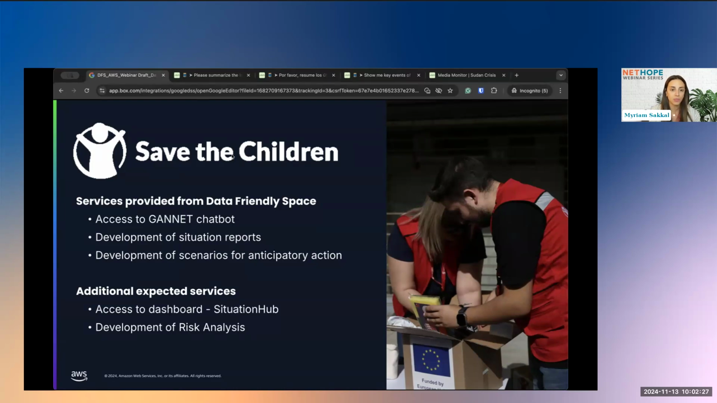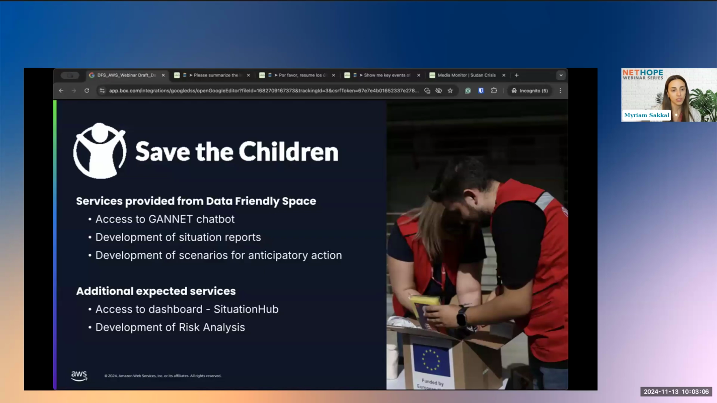So the situation reports, as their name explains, are reports that explain, for example, the situation around the security concerns, the context, the various needs in the sectors, etc. Whereas the scenarios for anticipatory action are scenario planning, like, for example, how do we expect the conflict in Lebanon to proceed in the upcoming year or so? Are we expecting a ceasefire, or are we expecting a further escalation? So based on these scenarios, we are usually able to plan our response.